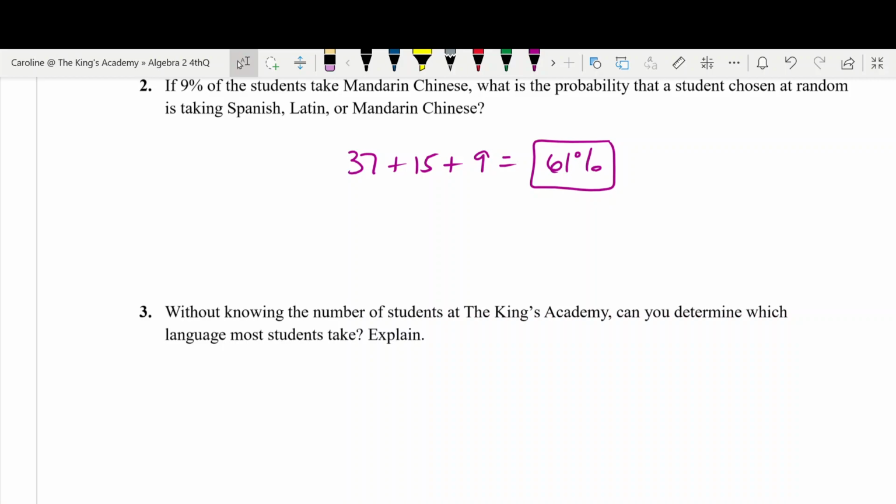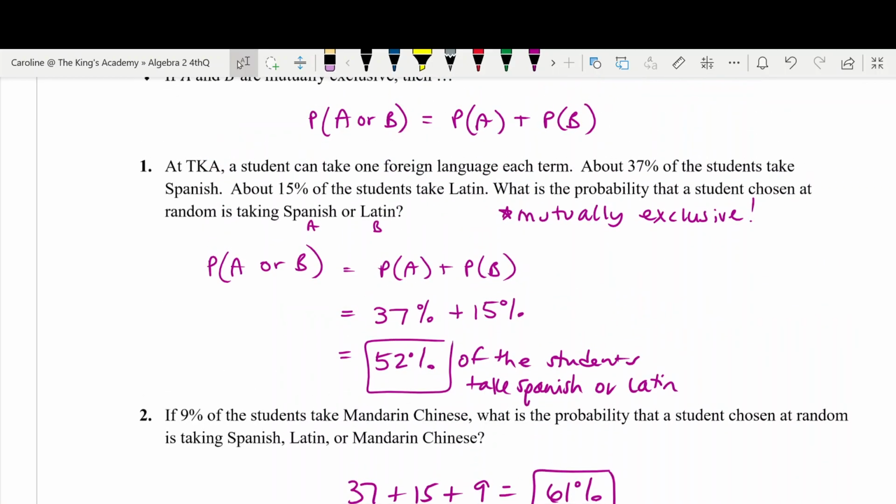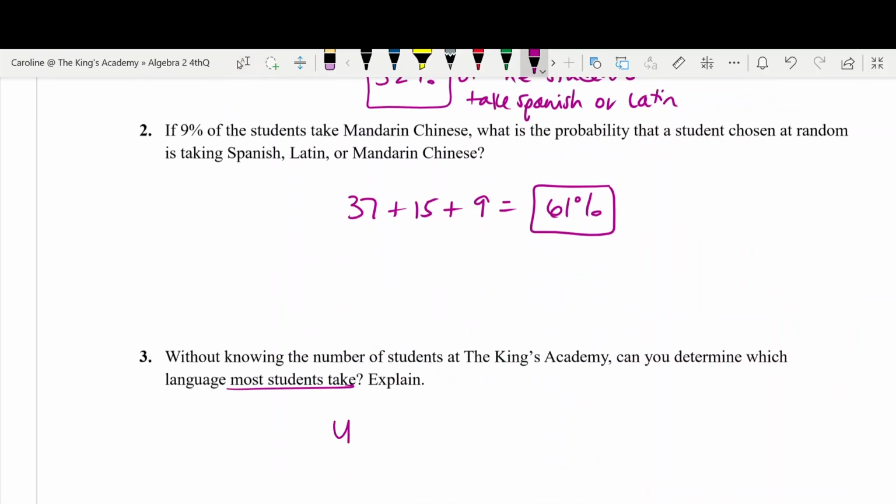True, but the question isn't necessarily what they're doing, it's can you determine which language most students take? Yeah. So it doesn't matter how many kids there are, because the percentage of the total is given, and 61 is the most. Or like 37, whichever percentage they're giving you. So the answer is yes.